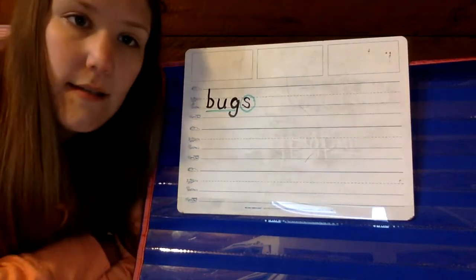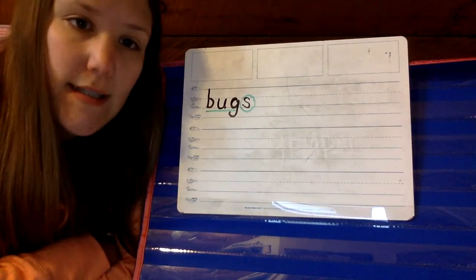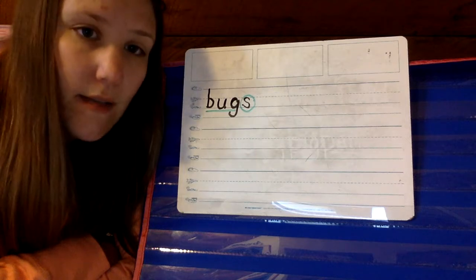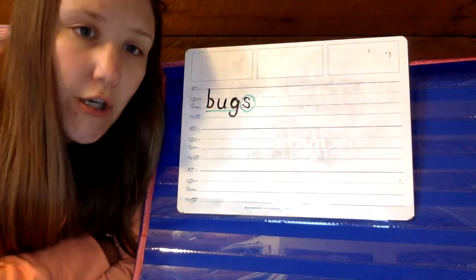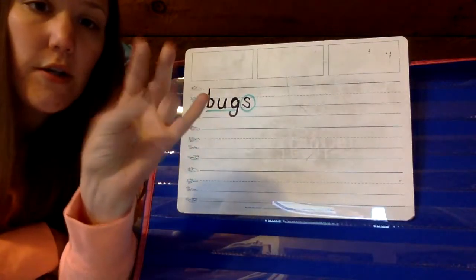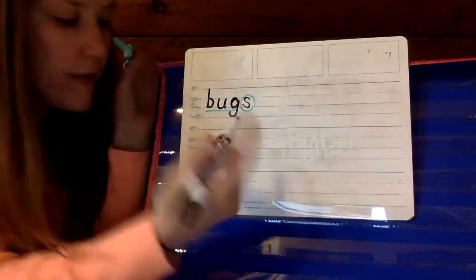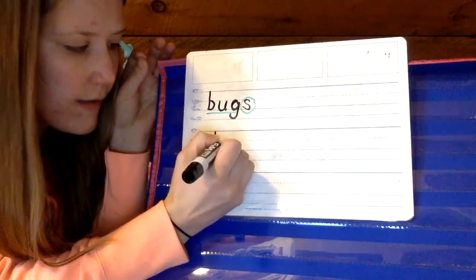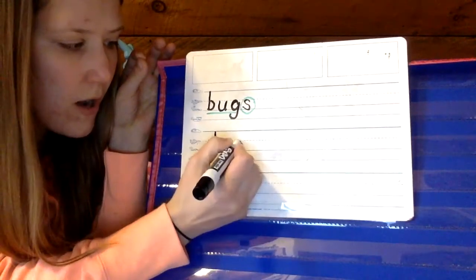The word is dogs. We take off the suffix S sound. It becomes dog. Tap it out. D, O, G, dog. Let's write it. D. Make sure your D is going the right way. Dog.